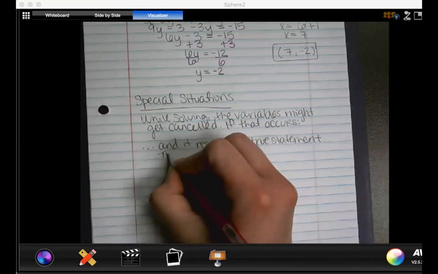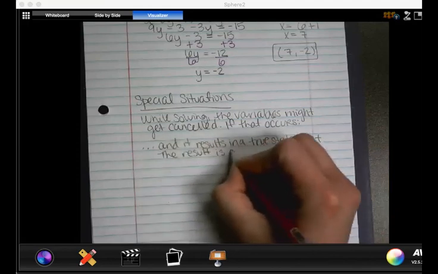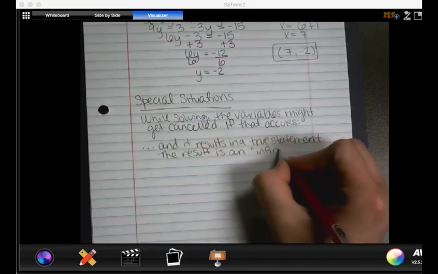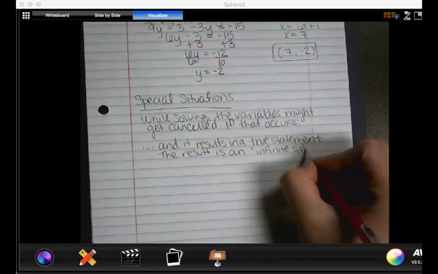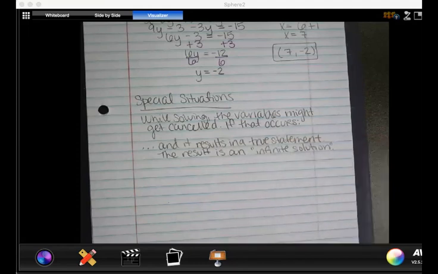the result is an infinite solution, which means that there's a multitude of answers that could combo together to result in a true statement.